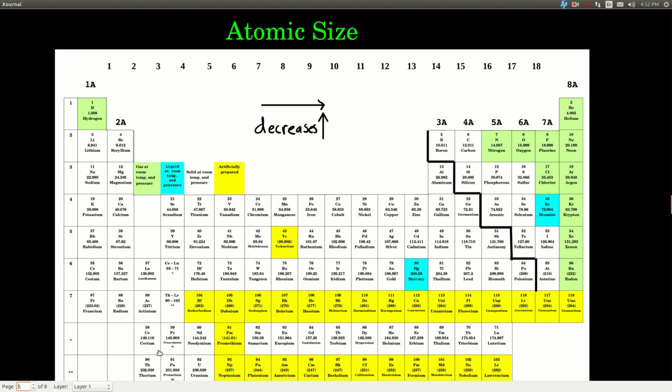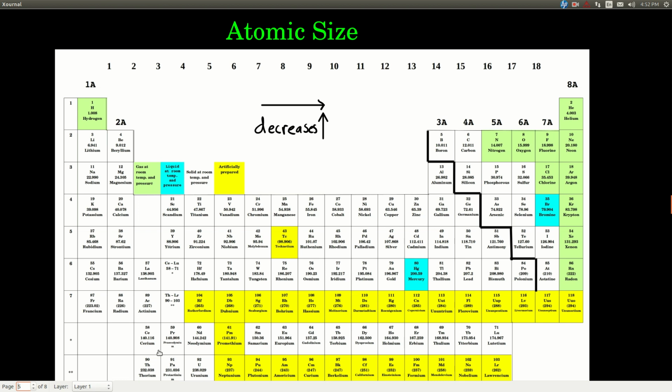Now, periodic trends. The size of the neutral atoms, the atomic size, or the atomic radius. What this is, it's basically how far out from the nucleus the outermost electrons can extend, or do extend. And the trend in the periodic table, this is basically what you have to know at this point about atomic size or atomic radius.